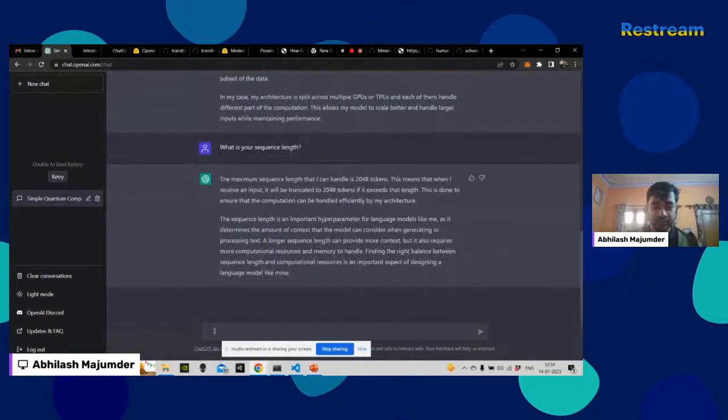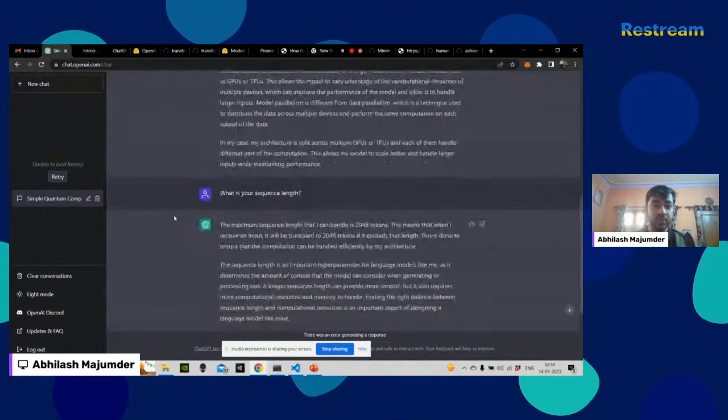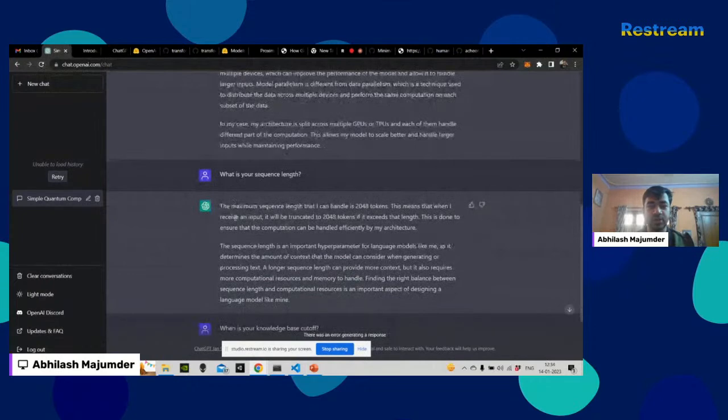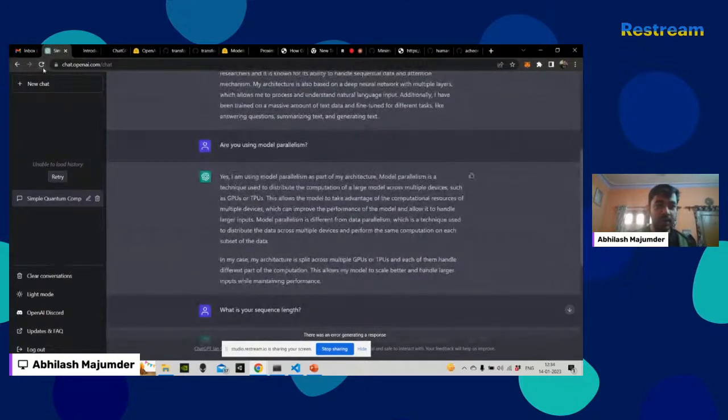Now let's ask, when is your knowledge base cutoff? I think I have to reconnect that. Just in case, I have asked some questions about the model itself. What is your sequence length? 2048 tokens. Now, what do we mean by sequence length? Think of it as the size of your sliding window, like 2048 to, let's say, 4096. Something like that, so it will go in that range. The sequence length is an important hyperparameter for language models, and you can query and ask different questions about the model itself in this particular area.